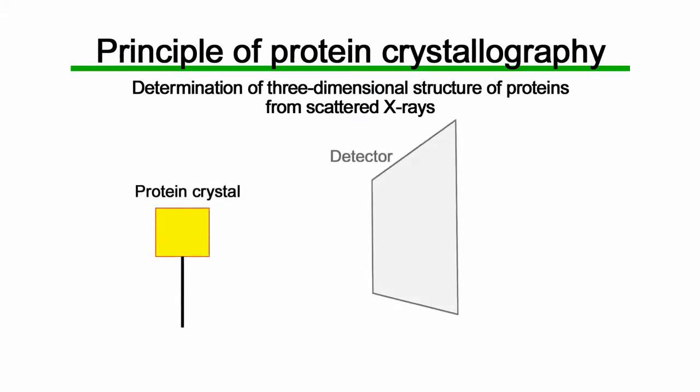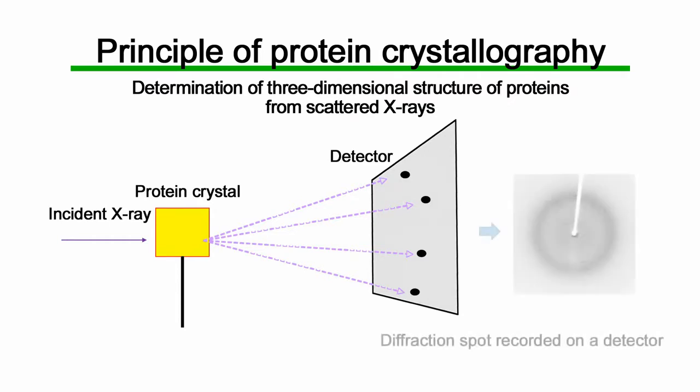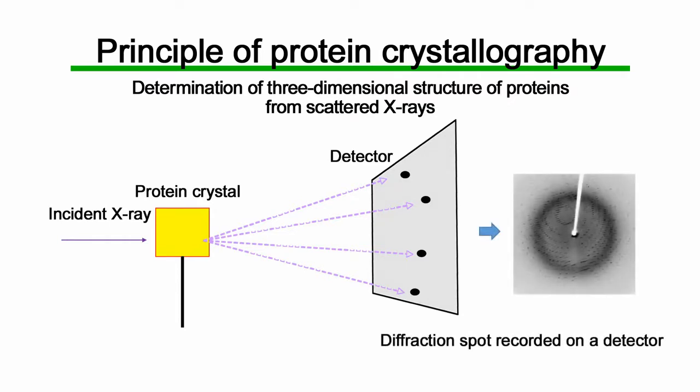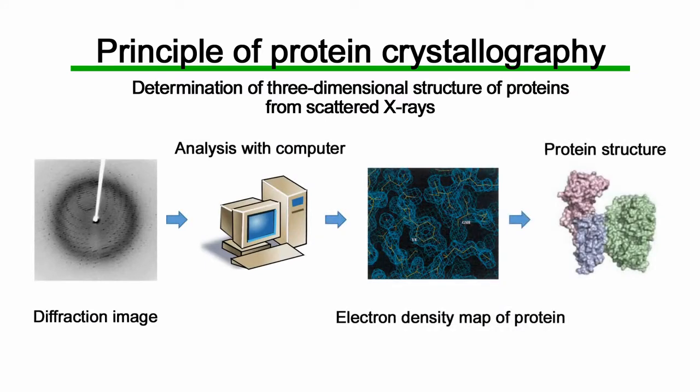In this method, the protein structure is determined from the intensity distribution of scattered X-rays as a result of the exposure of a protein crystal to the X-ray. The X-rays scattered by protein crystals are recorded as diffraction spots on the detector, owing to the interference effect. The three-dimensional structure of protein molecules can be determined by accurately measuring and analyzing the intensity of the spots.